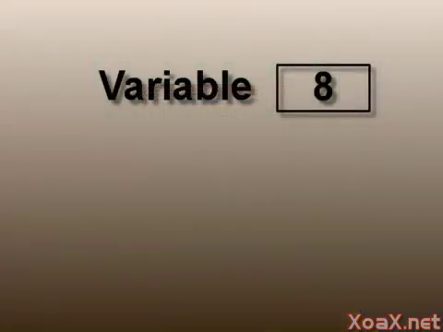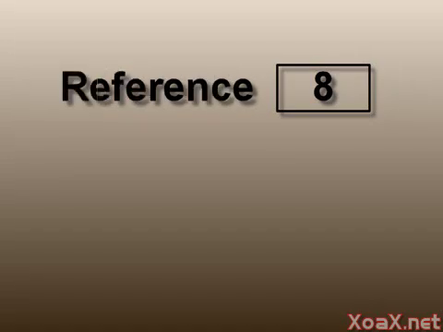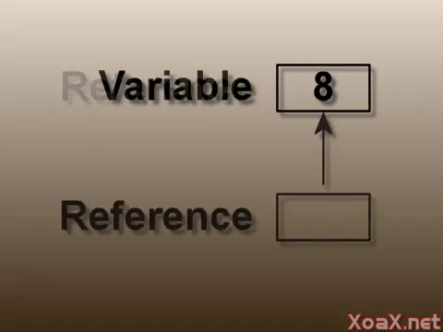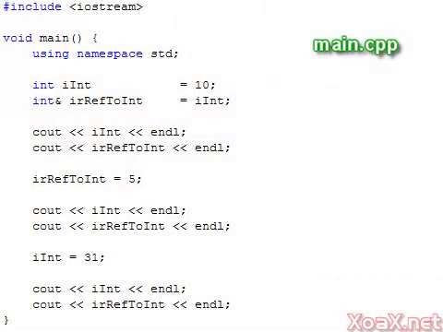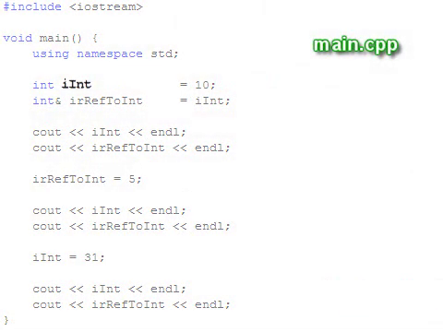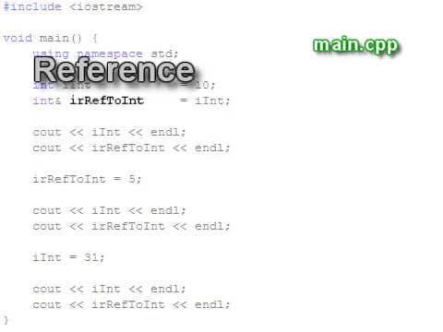If we think of a variable as a location for storing something like an int, a reference gives us an alternative name for that int. The reference contains the memory address of the variable, but from the standpoint of programming, the reference simply contains the variable's value. In this program, we declare an int variable, and then we declare a reference to that int.